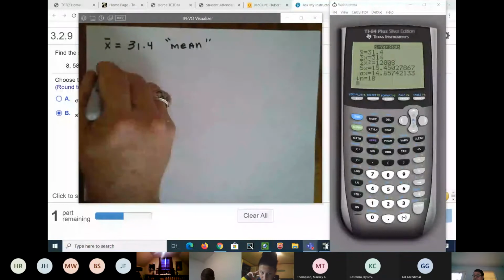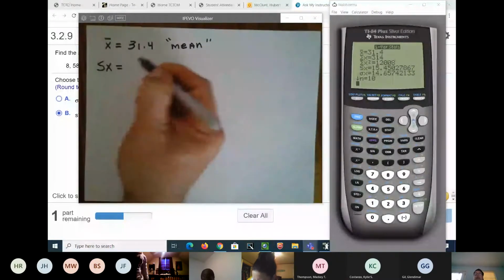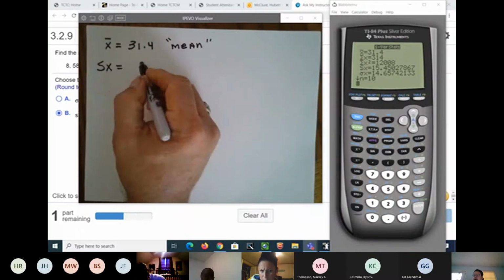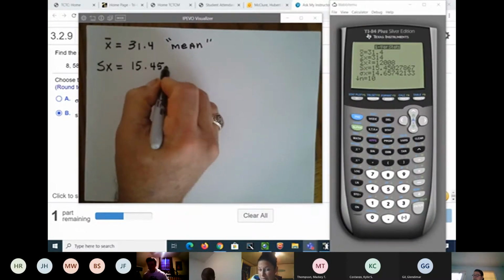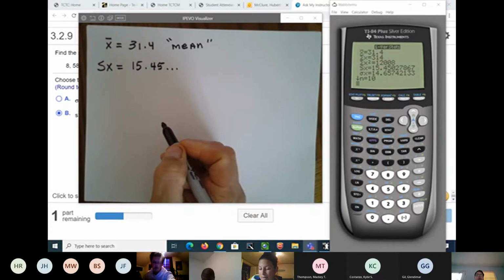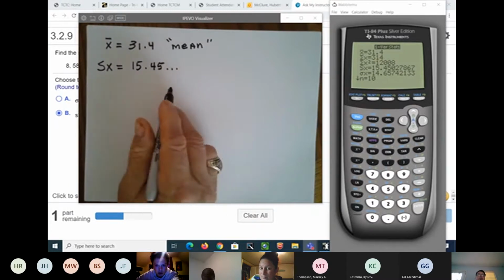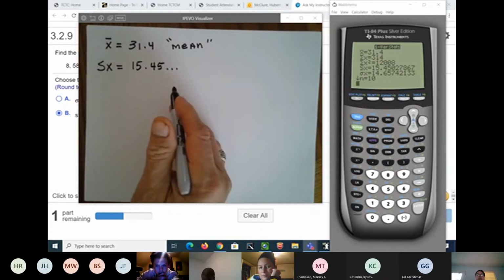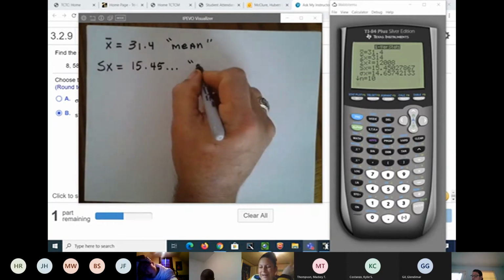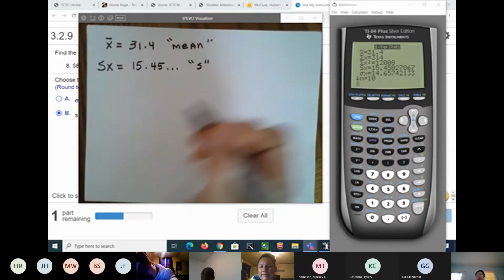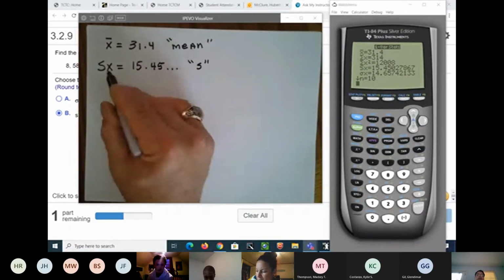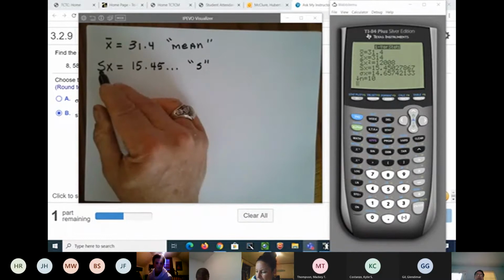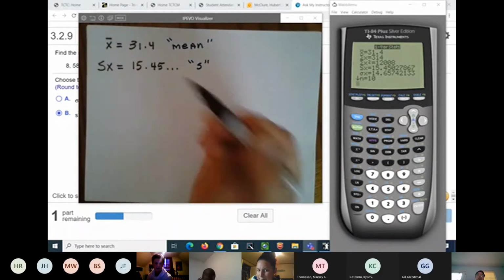SX is equal to 15.45. Can you tell me what SX means so I can write it down? It means standard deviation. Why would they not put SD? I don't know. I think what this stands for is standard deviation for the X terms.